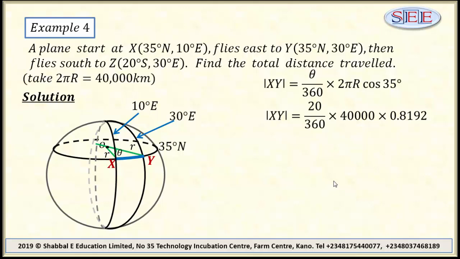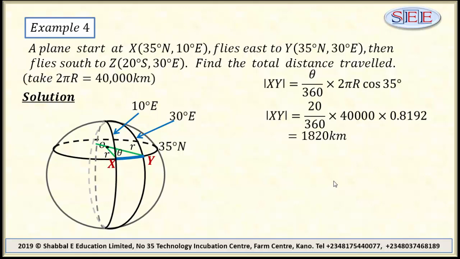The 40,000 kilometers is the value of 2 pi r given in the question. And the 0.8192 is the value of cos 35 degrees, either from your calculator or from the four-figure table. So we can move. Multiplying these values correctly gives answer 1,820 kilometers. That is the distance between the 2 points x and y.